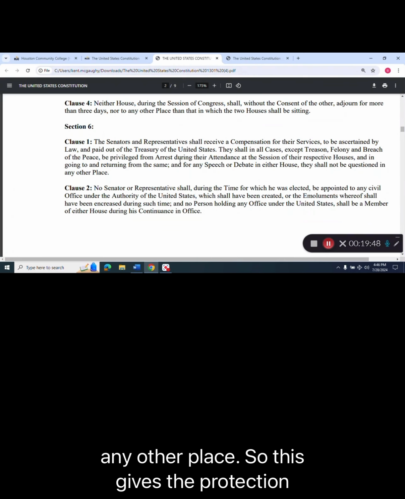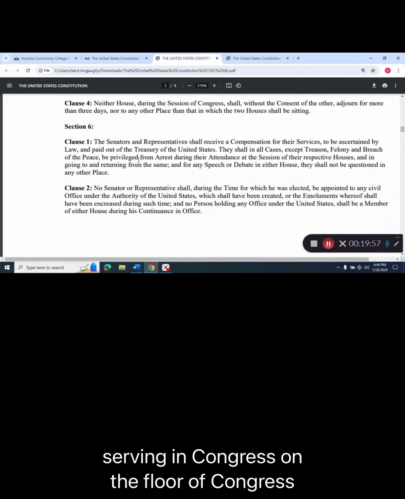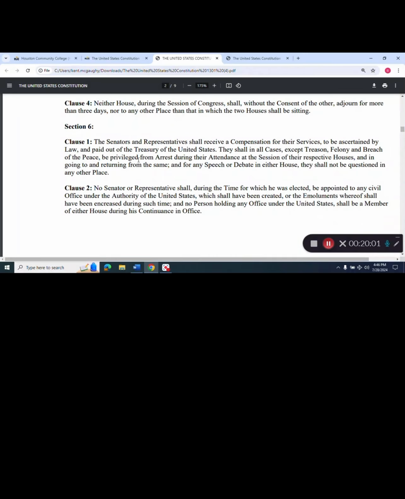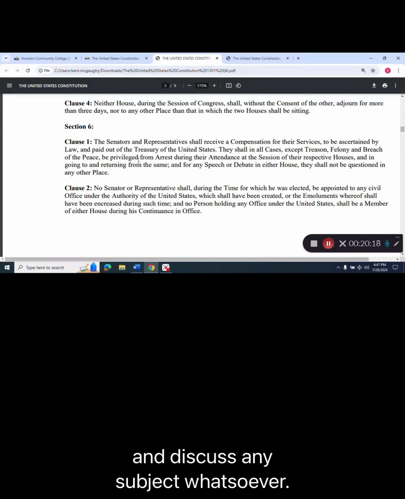So this gives the protection that, again, whatever they say while serving in Congress on the floor of Congress is absolutely protected speech. Okay? So that is, again, to make sure that the members of the House and the members of the Senate feel free to debate and discuss any subject whatsoever.